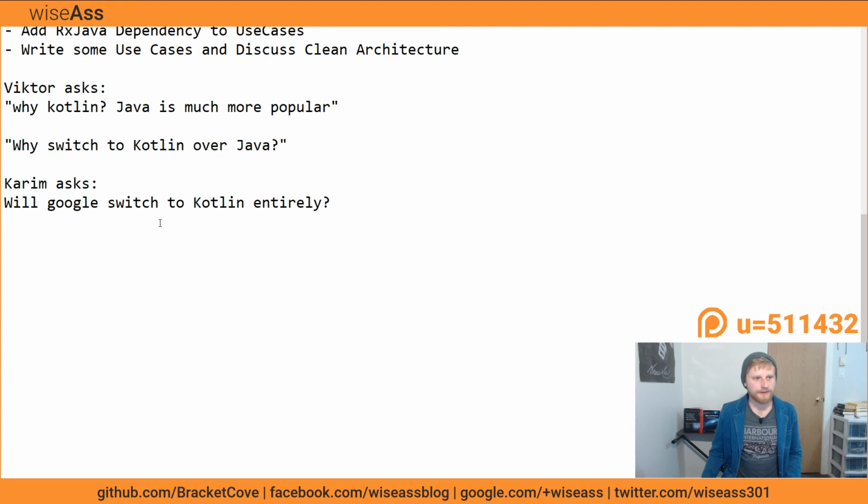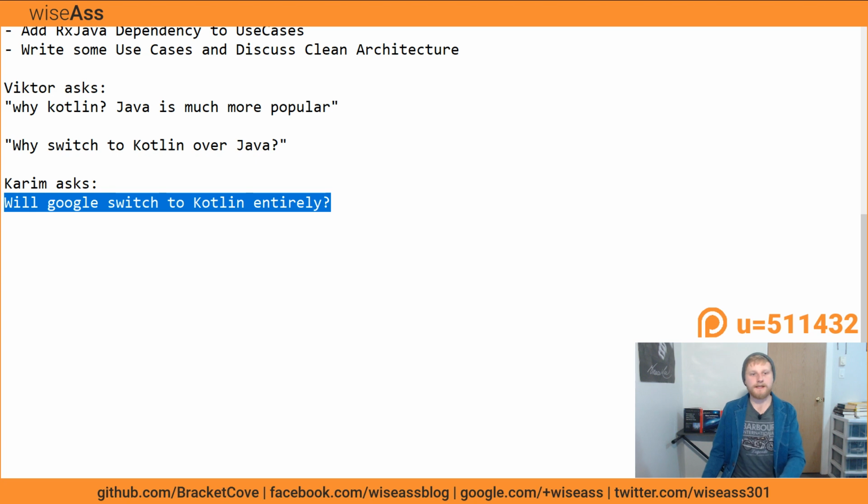Okay, so I've got a question. This question is from Kareem. And the question is, will Google switch to Kotlin entirely? Probably not. That's basically my answer. Again, no one knows the answer to this except Google, but I would say not within the next 5 years, most likely. It's hard to say, but here's the thing.